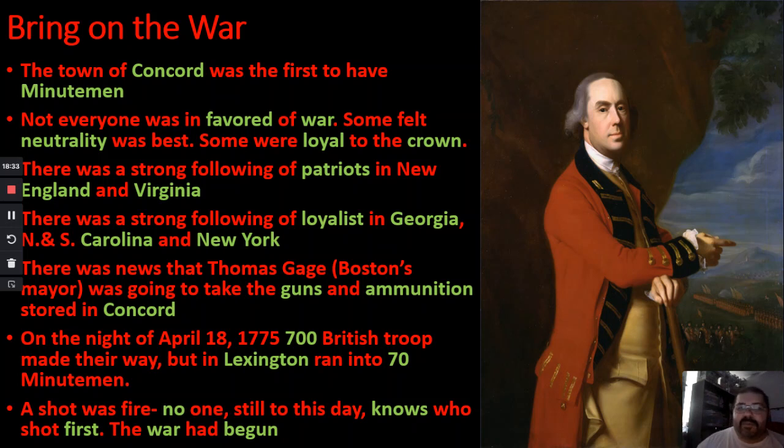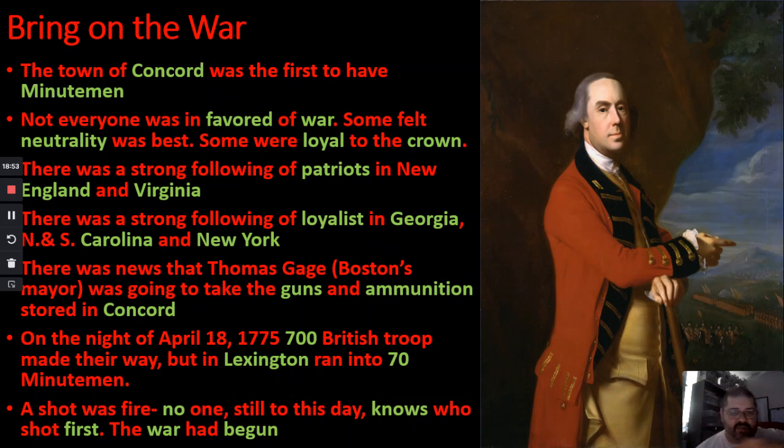But then there were some people who were like, no, no, no, we are descendants from Britain. We are loyal to the crown. If it wasn't for them, we would not be here. We owe a lot to Britain, so we have to remain loyal to them.